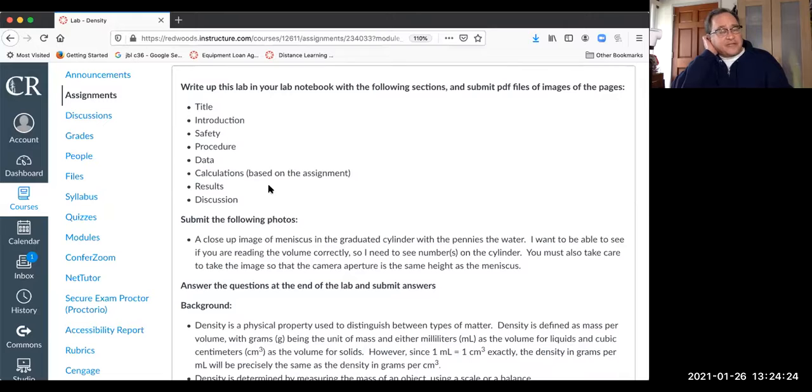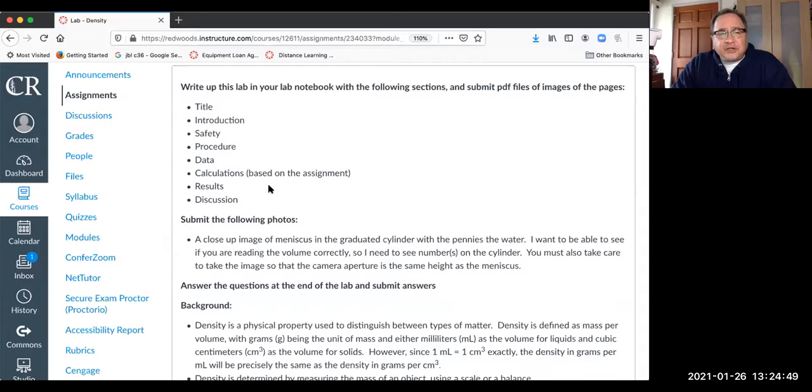For the safety, even though I haven't written anything in this document about safety, you should address safety. If you read through the procedure, you'll see that there's nothing in there that would make you be wary about using anything. Water, dimes, it's not a big deal. So you want to write safety. There are no safety issues for this experiment.